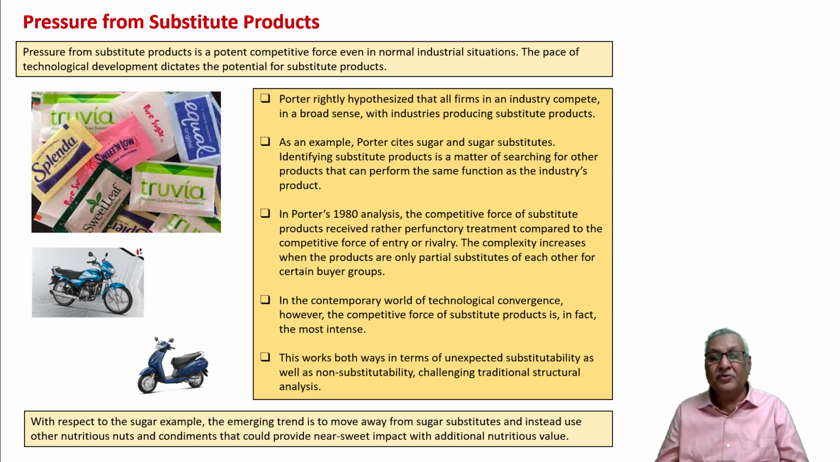In the contemporary world of technological convergence, the competitive force of substitute products is in fact the most intense. This works both ways in terms of unexpected substitutability as well as non-substitutability, challenging traditional structural analysis. With reference to the sugar example, the emerging trend is to move away from sugar substitutes as well and instead use other nutritious nuts and condiments that could provide near sweet impact with additional nutritional value. So there is a fundamental change in how industry mediated substitute products can be countered by other natural phenomena.